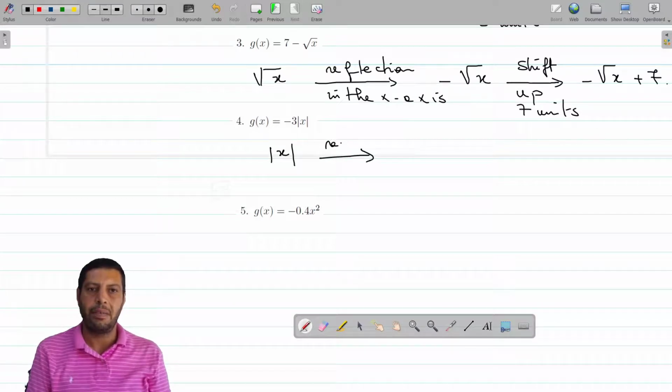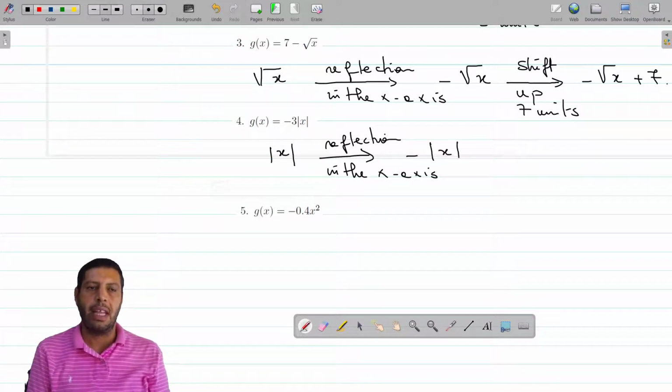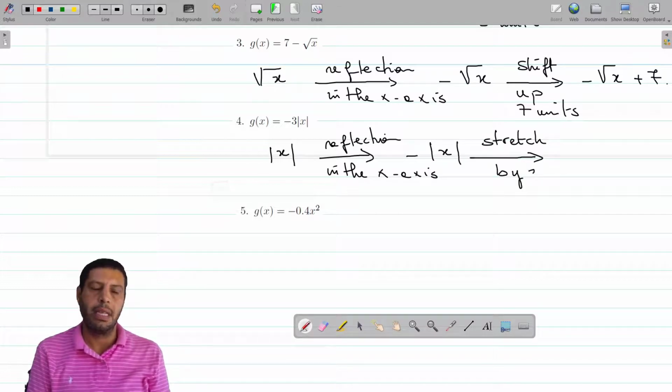So let's start with the absolute value of x, which is our basic function here. We'll apply a reflection in the x-axis to obtain the negative absolute value of x, and then when we apply a stretch by 3, it means we multiply our intermediate function by 3, and we'll obtain our negative 3 absolute value of x.